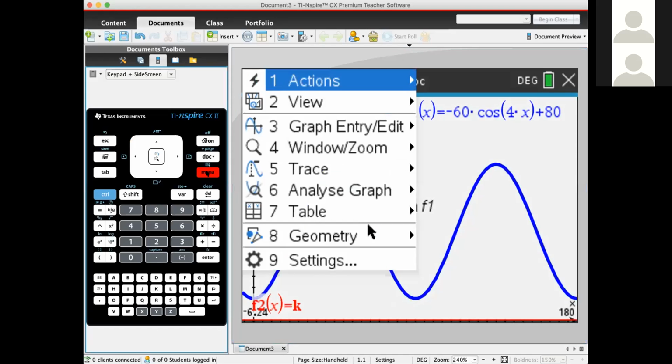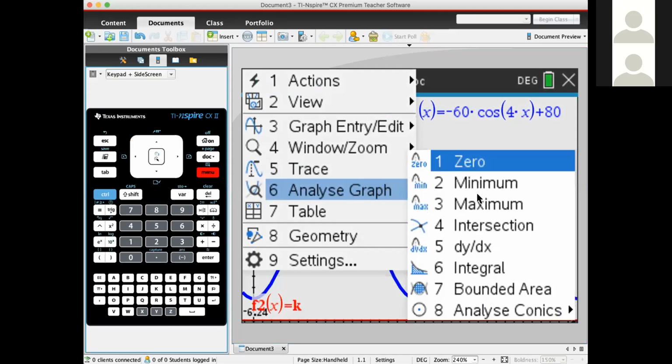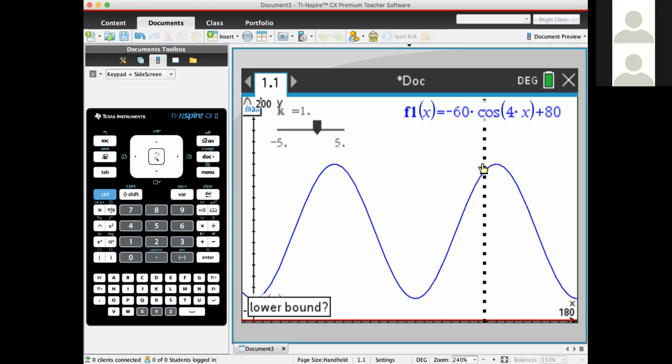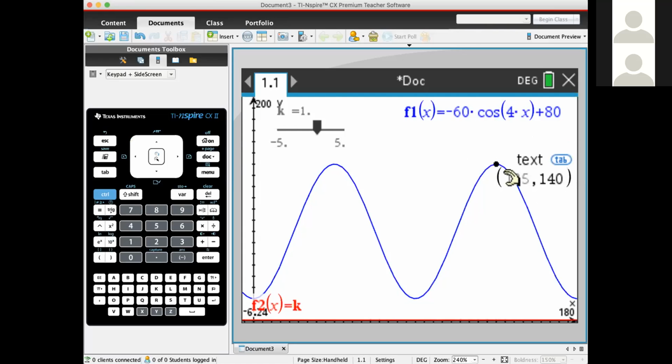Let's take a look at the max directly, the maximum value of this graph. It's 140 is the maximum value, and that's 20. So that should give you an idea of what the k should be. If you're looking at the k values, you can keep it between the max and the minimum value. So that's one way to identify what the minimum and the maximum value is.